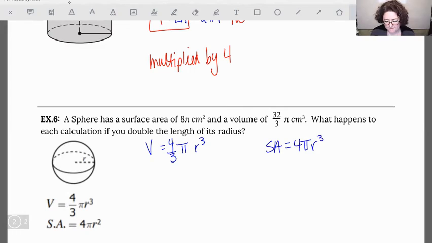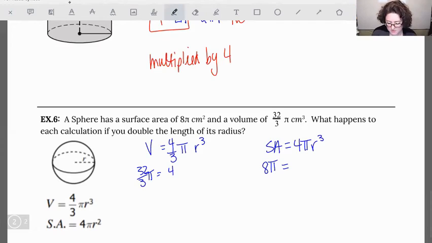Okay, so let's fill in what we know. A sphere has a surface area of 8 pi centimeters. It has a volume of 32/3 pi centimeters cubed. What happens to each calculation if you double the length of the radius? The only thing that we're doubling is radius. So where we have our radius plugged in, I'm just going to say 2r instead of r. Let's see what that looks like in the formula.